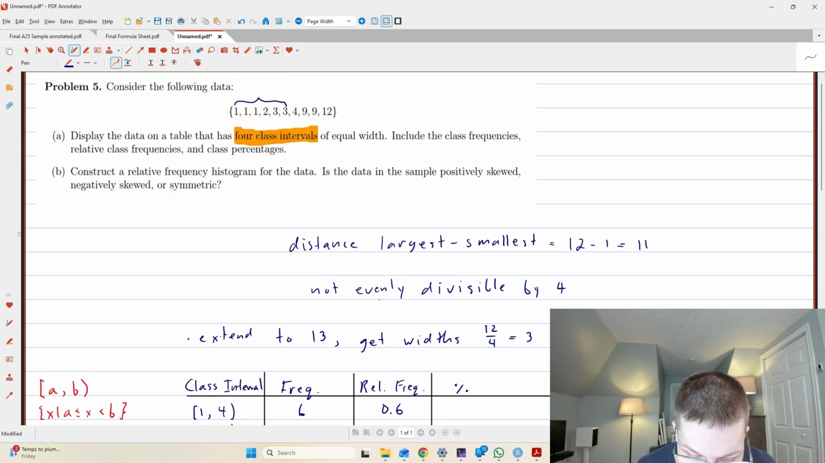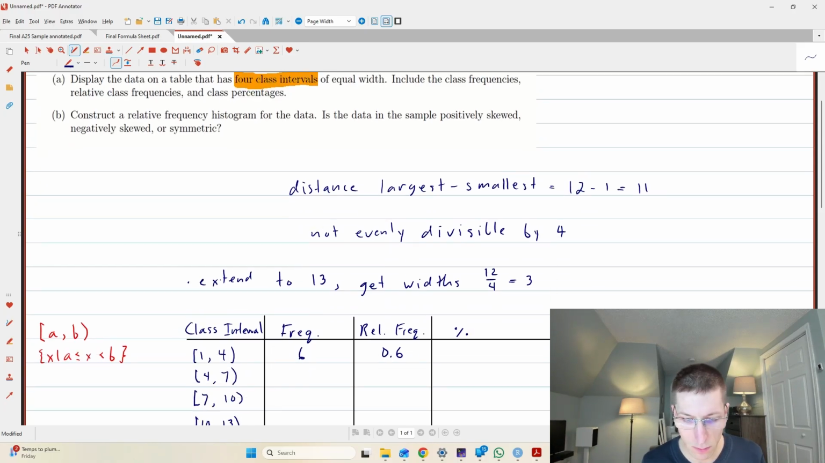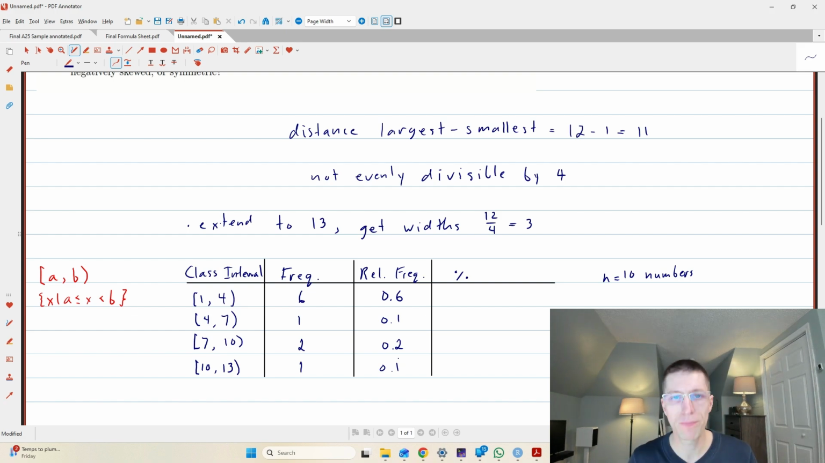And then how many are between 4 and 7? Just 1. How many are between 7 and 10? Just 2. And then between 10 and 13, just 1. So now we've got 1, 2, 1. And then dividing by 10, we get 0.1, 0.2, 0.1. So setting up the table is really important because otherwise your bars will be wrong on your histogram.